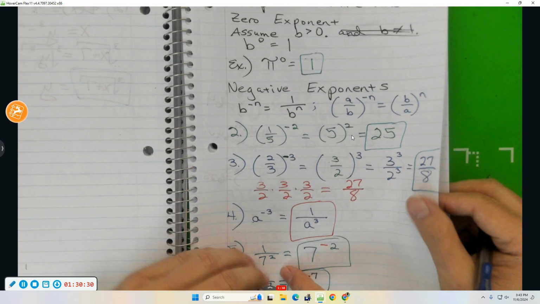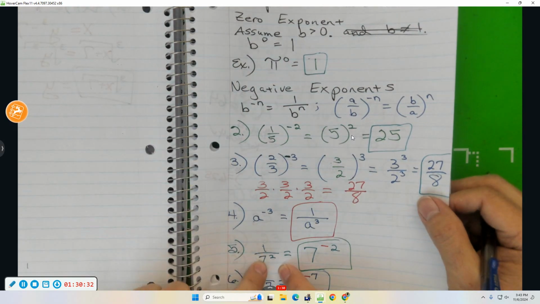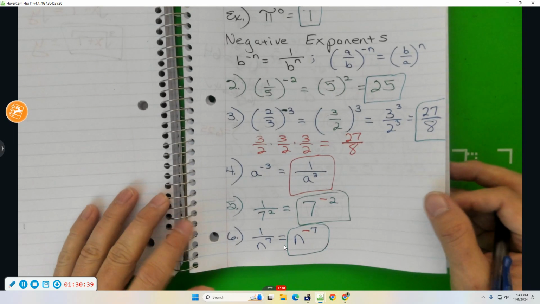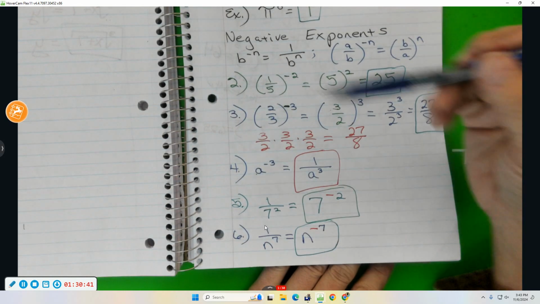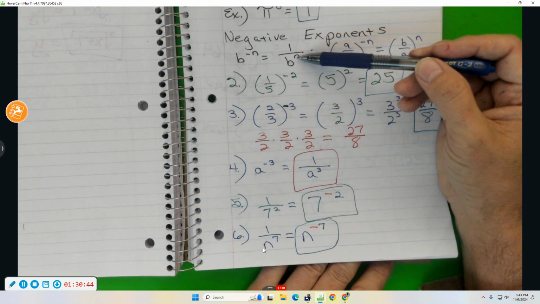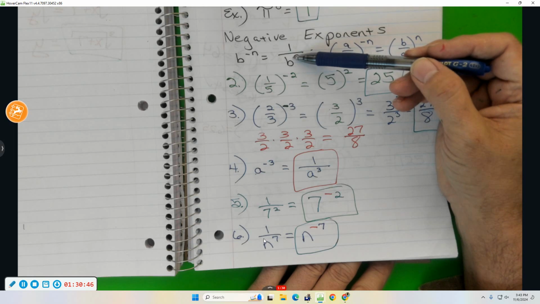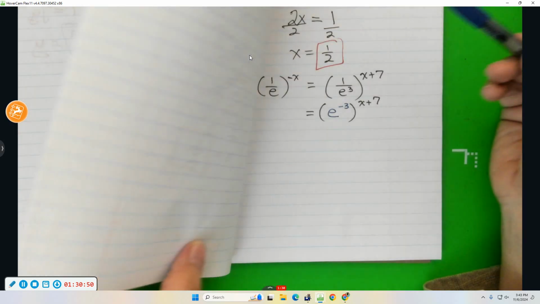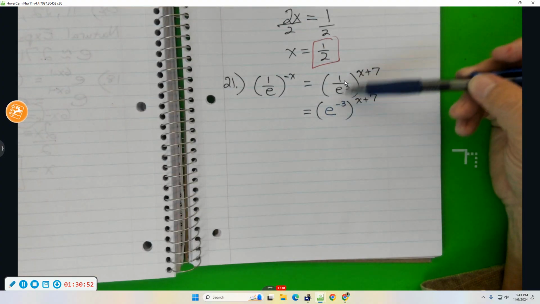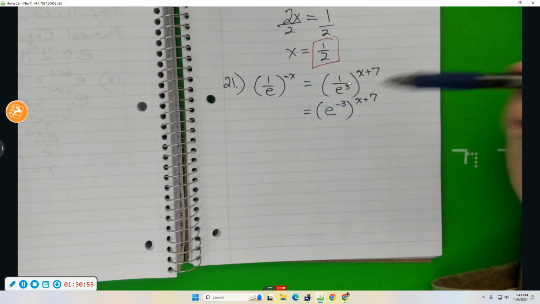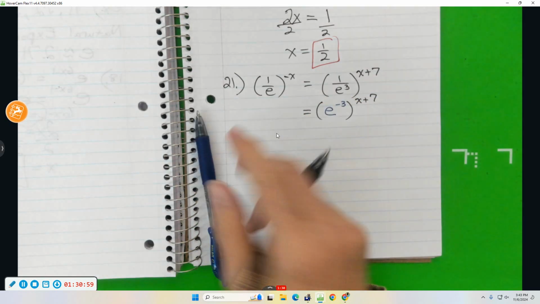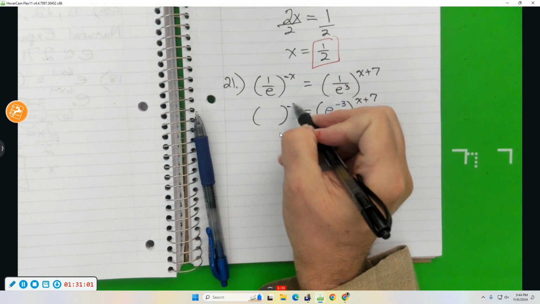Let's see, we're going, oh, okay, 1 over 7 squared. Remember the way we said that's 7 to the negative 2? That's what we were trying to prepare y'all for. This notation, 1 over b to the n. You drop the 1 over, and you make it b to the negative n. That's what we just did here. Any questions?